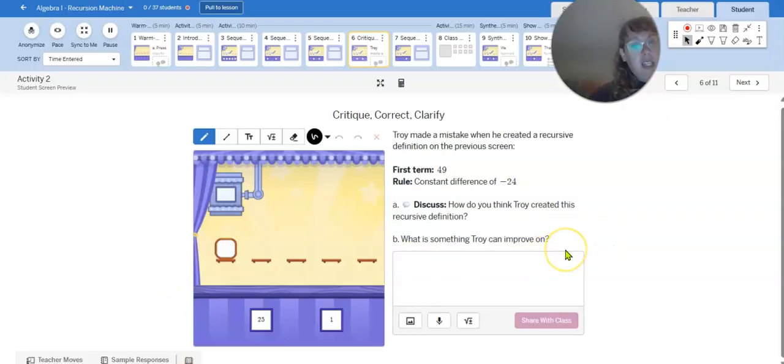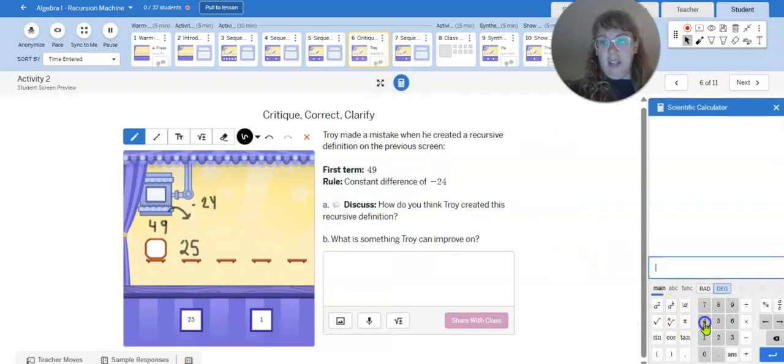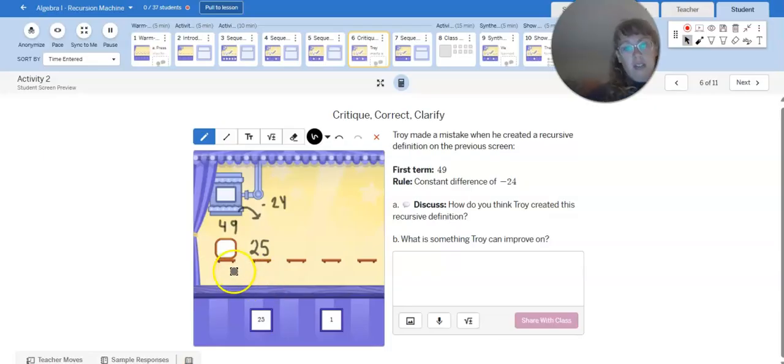So I want you to take a look at this. So Troy was saying that this is 49 and that we subtracted 24 to get 25. And if we check that in the calculator, it does get us 25. So it works for these terms, but where did the mistake happen?